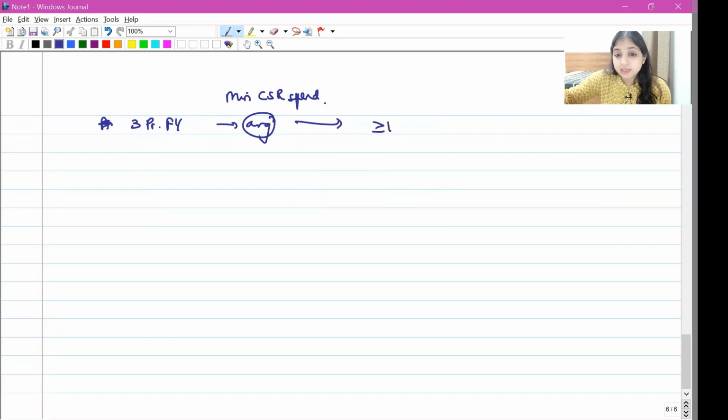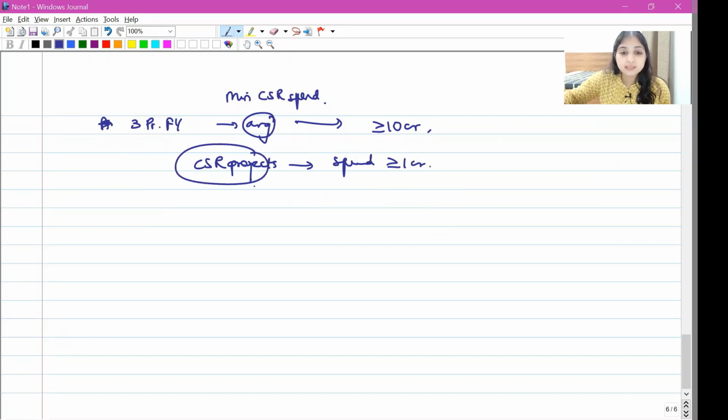See, listen, what did we discuss? We just learned that we will see the 3 preceding financial years. What is the minimum CSR spend of these 3 preceding financial years? We will find the simple average. If that average is at least 10 crores, then all those CSR projects on which the company is spending at least 1 crore, the impact assessment of those CSR projects has to be done by an independent agency.